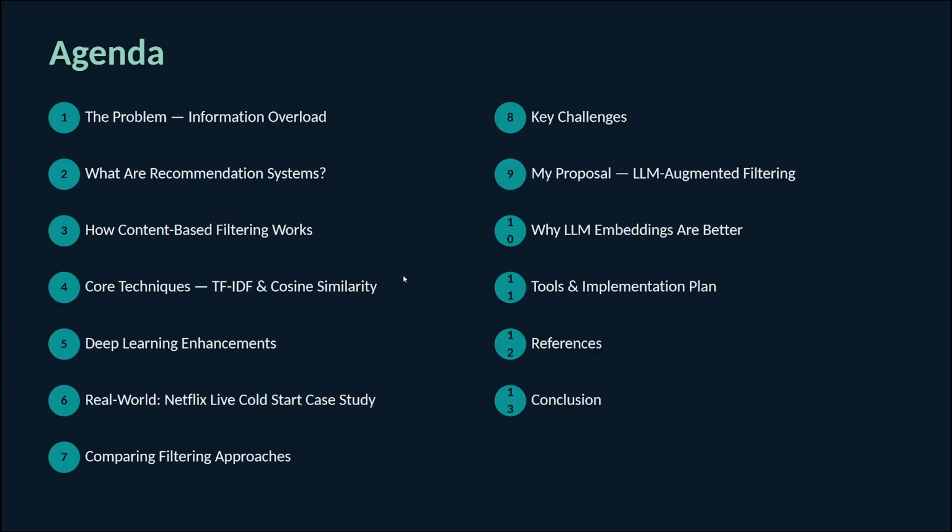Here's a little roadmap of what we'll cover. We'll start with the problem that makes recommendation systems necessary, and then we'll walk through how content-based filtering works, look at research papers, some case studies, and then I'll share my own proposal for improving these systems.